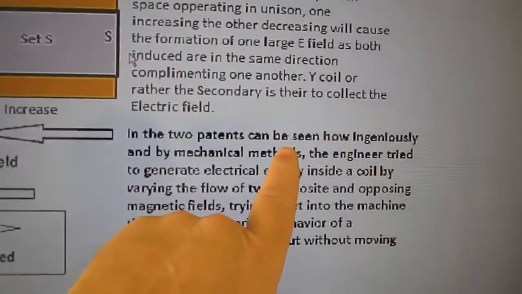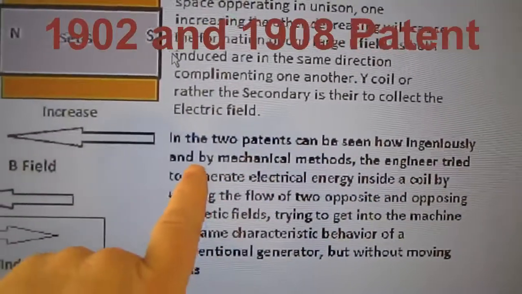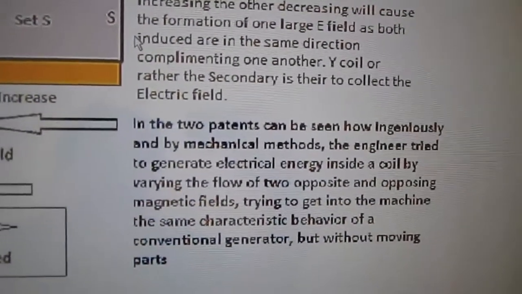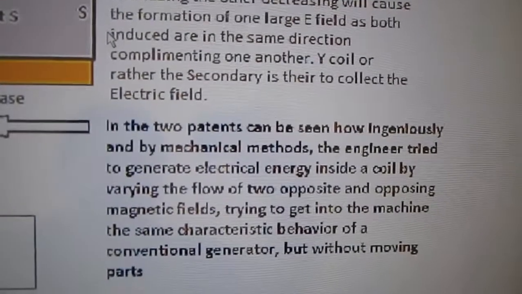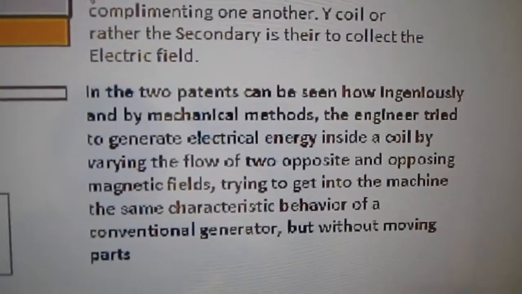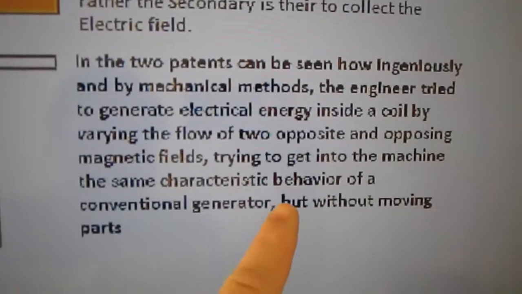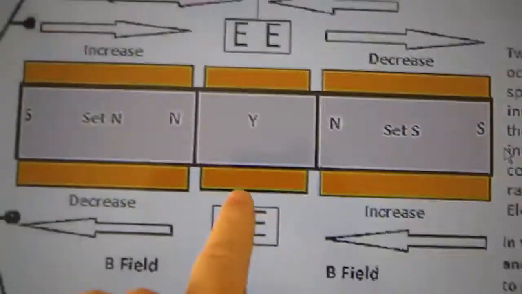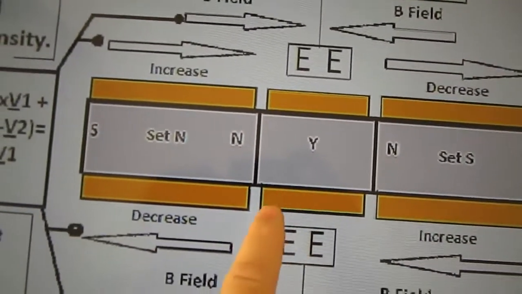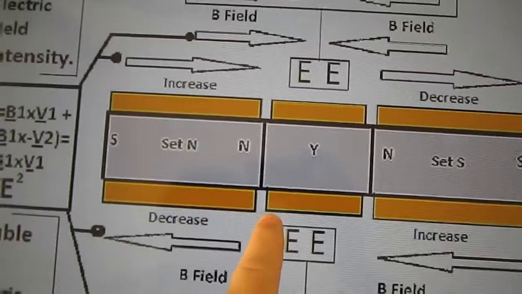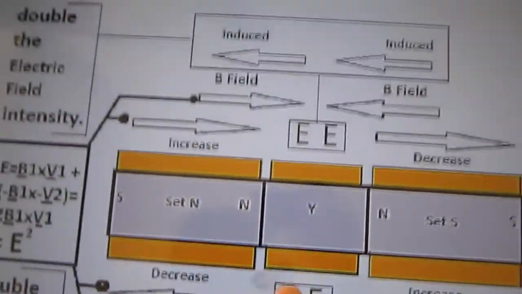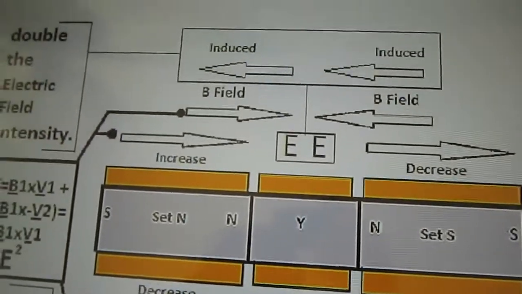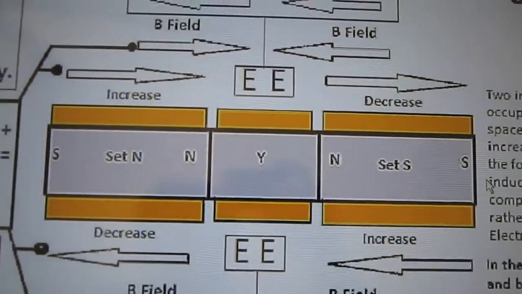In the 2 patents can be seen how ingeniously and by mechanical methods the engineer tried to generate the electrical energy inside a coil by varying the flow of 2 opposite and opposing magnetic fields, trying to get into the machine the same characteristic behavior as a conventional generator but without moving parts. Fellas, he did it. He had this working in his device. It might have been his 1902 patent, but he redefined it. The 1908 patent was his glory, but he died a couple of months later.